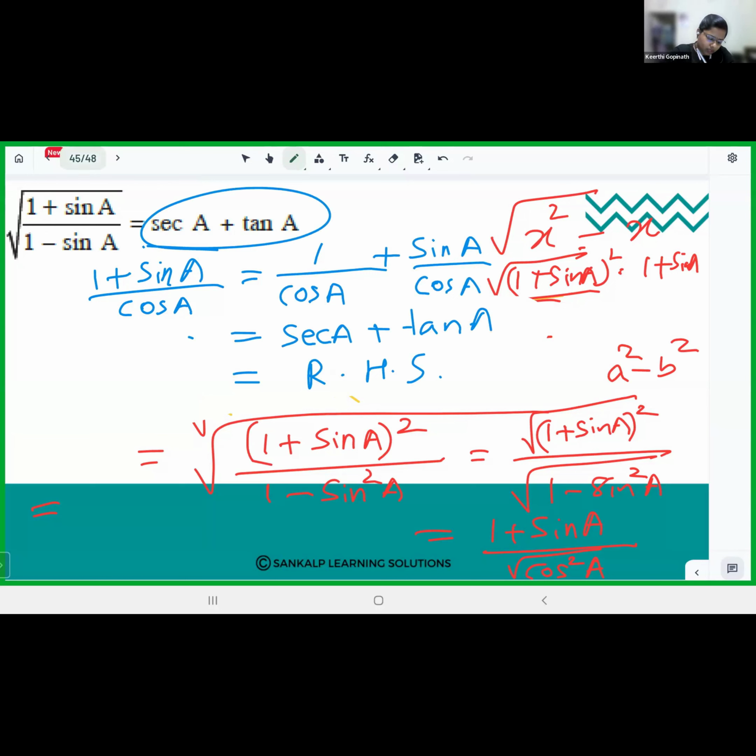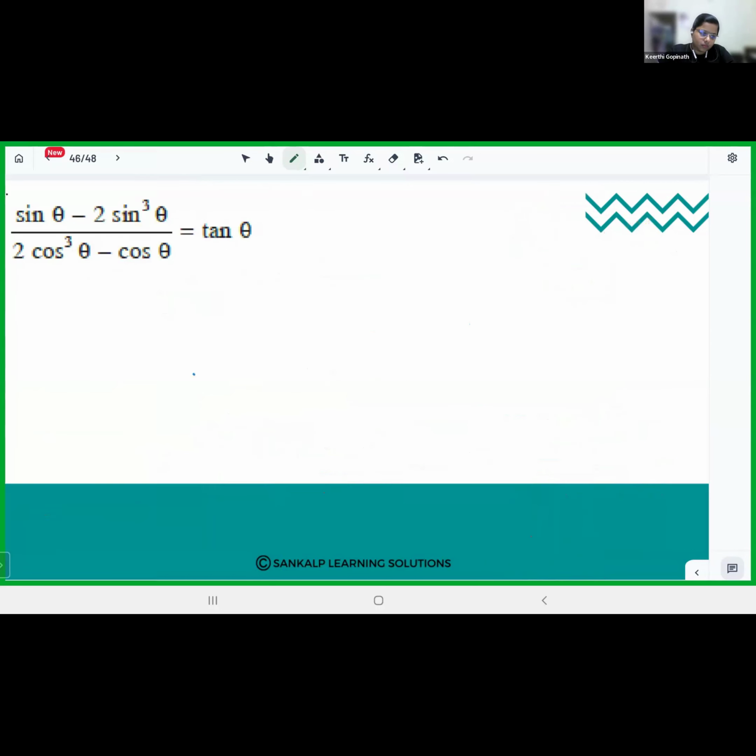Now moving on to the next question. (Sin theta minus 2 sin cube theta) by (2 cos cube theta minus cos theta) is equal to tan theta. All right. You have to prove this. So you'll start from the LHS. Considering LHS, that is equal to (sin theta minus 2 sin cube theta) divided by (2 cos cube theta minus cos theta).